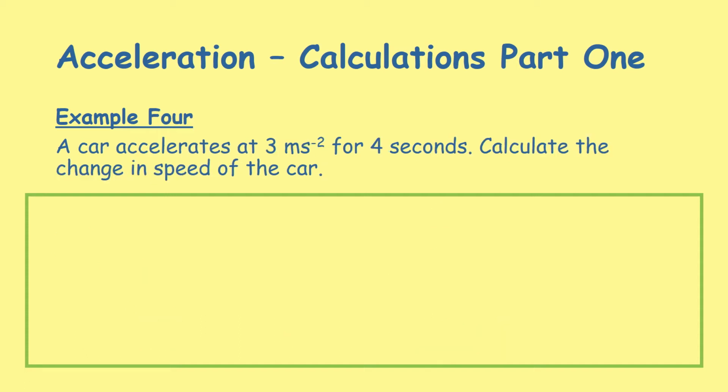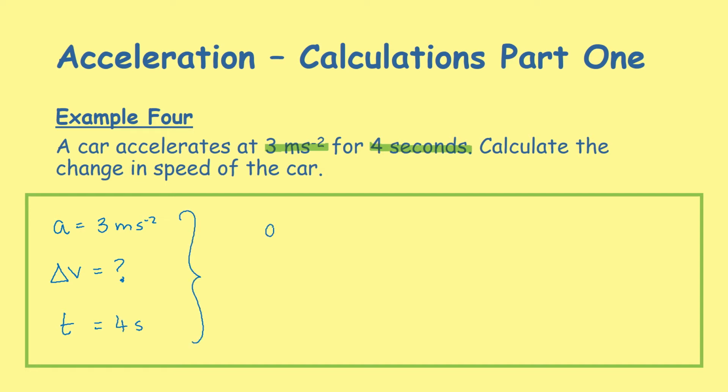Example 4. A car accelerates at 3 meters per second squared for 4 seconds. Calculate the change in speed of the car. This time, it's not the acceleration we want to calculate because we're given that in the question, 3 meters per second squared. It's actually the change in speed we want to calculate here, and we are given the time, and that's 4 seconds. We can see that in the question.